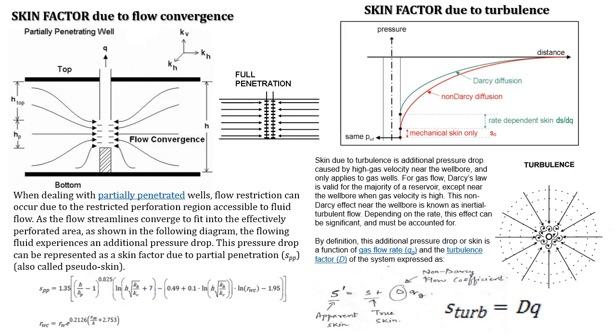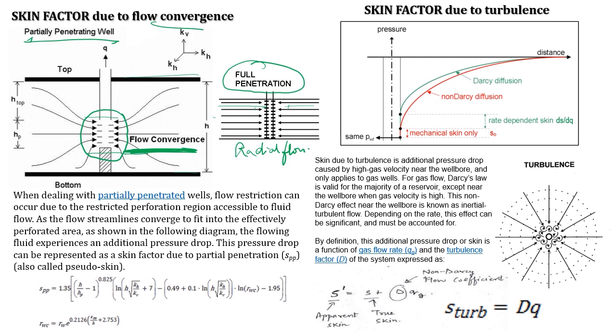Now let's discuss the skin factor due to convergence. You can see that this is the reservoir. I have perforated in a very limited region. If I would have gone for a full penetration, then I would have got this radial flow. But because of the limited perforation, I can see that near the wellbore my flow has started to converge. Because of this convergence in a partially penetrating well, I can get an additional skin.